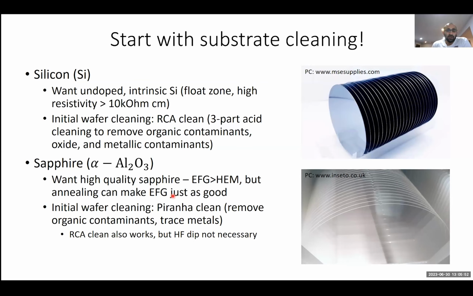For sapphire, you want high quality sapphire. There's several different grades of sapphire, and the EFG grade is the most common one. But recent work from our lab has shown that HEM grade sapphire can be even better. Now, if you have access to a furnace, you can also anneal your sapphire to make it lower loss. And in that case, EFG can be nearly as good as HEM after annealing.